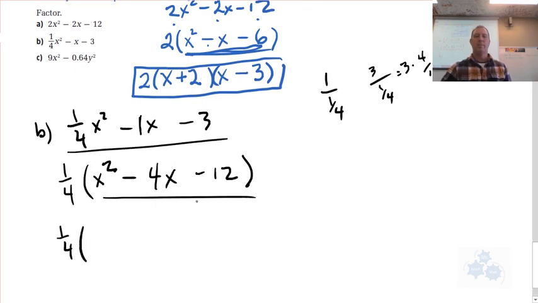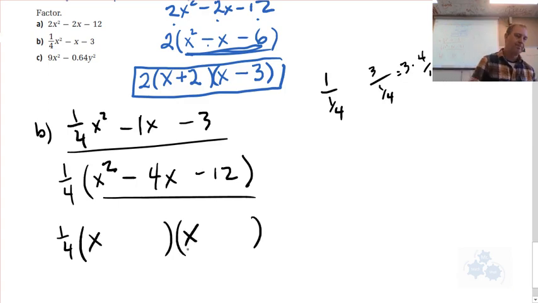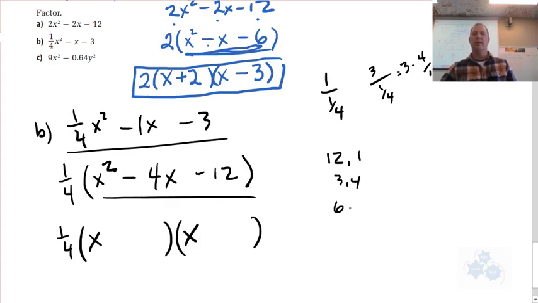So we have 1/4, and we're going to break that into two binomials. So we got an x there and an x there. What are two numbers that multiply to negative 12 and add up to negative 4? Okay, so we've got 12 and 1, that's no good. 3 and 4, that doesn't add up to 4 at all. 6 and 2, okay, those are the two numbers right there. And we have to make it a negative 4, so guess what? We're going to make negative 6 plus 2. So boom, you put minus 6 in the first one, plus 2 for the other one, and then you should have that factored. There's no more common factors in either one of these, so you're done.